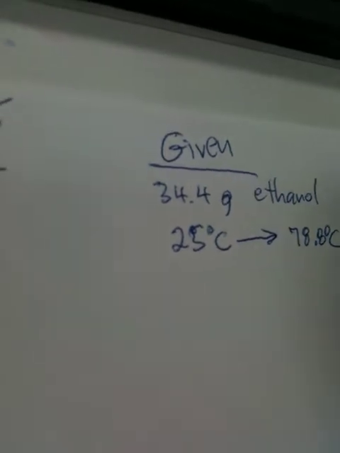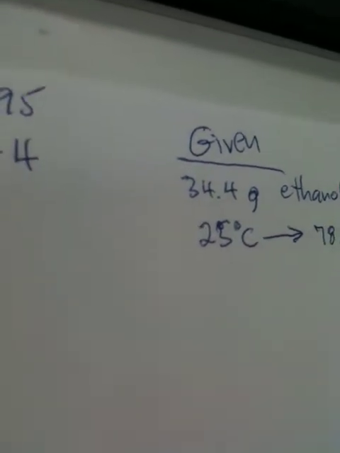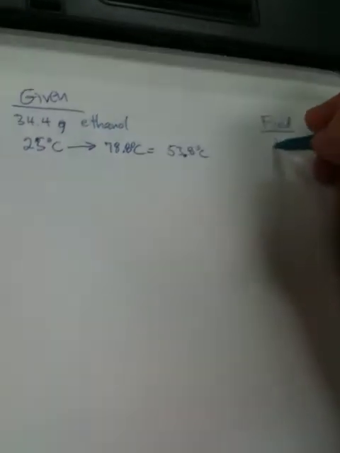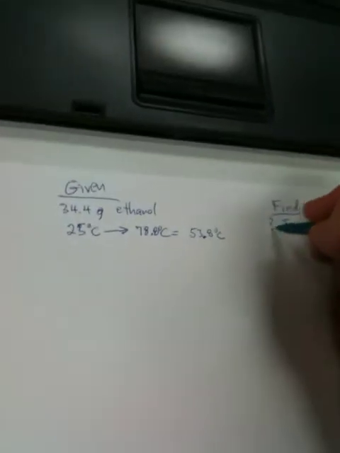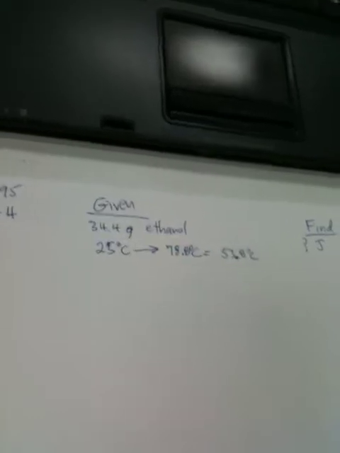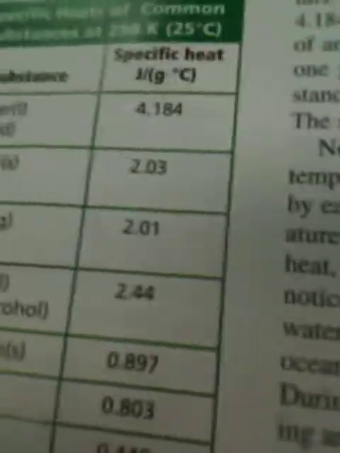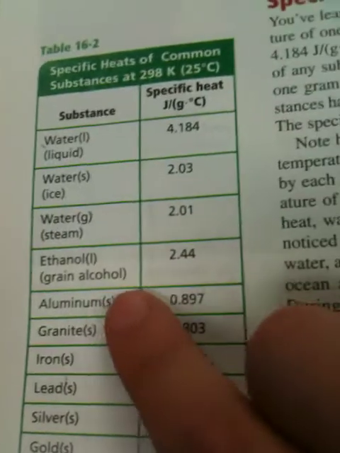Degrees centigrade. Okay, now what else do we know? Or what are we supposed to find? How much heat has been absorbed by the ethanol? Okay, how much heat? We're looking for joules, yes. All right. Now, do we have the specific heat of ethanol? Yeah. Where do we go for that? All right, we go right over here, and what's our specific heat?